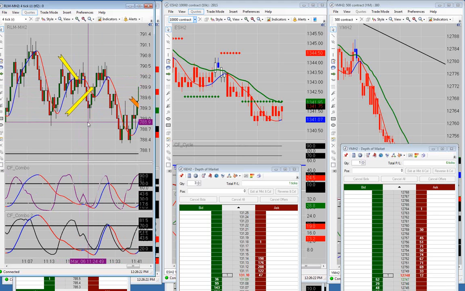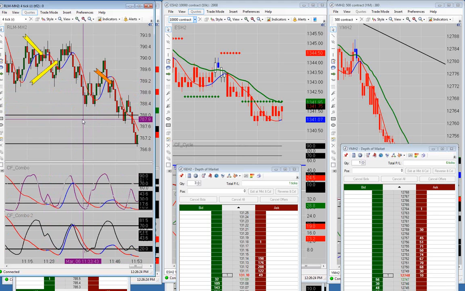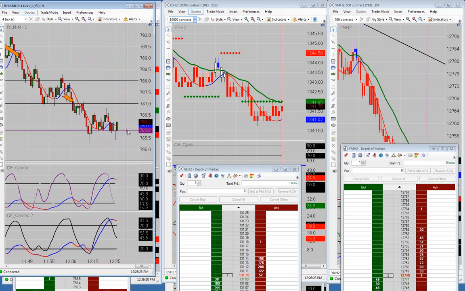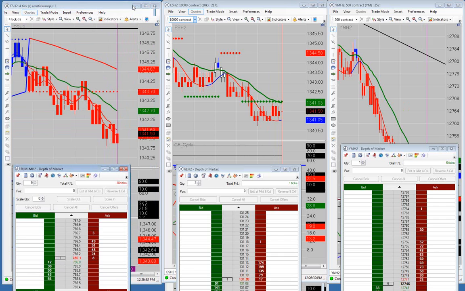That had 10 or 12 ticks in it at one point. Then that brought us to the break, and it was a nice move down here and a nice move down there. Both of those I missed. All right, that is the Russell.